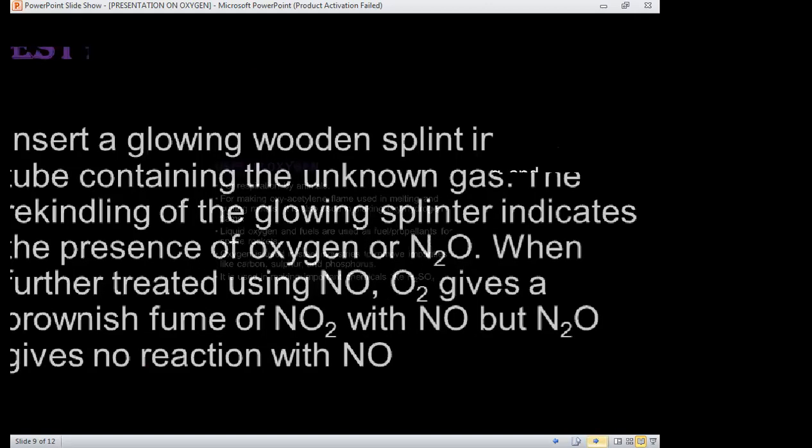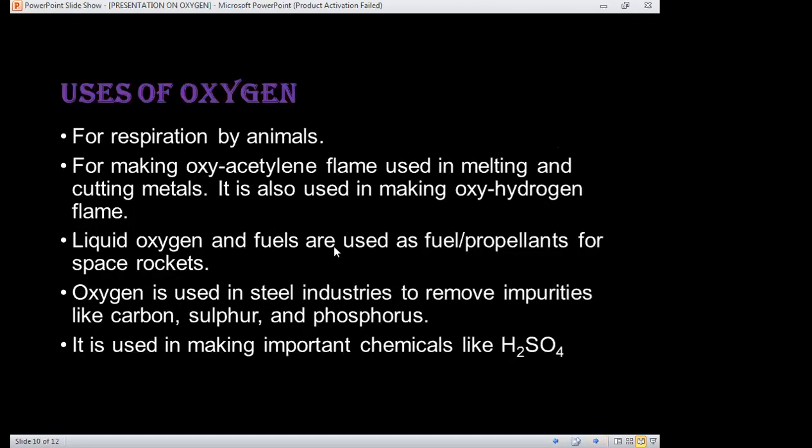What are the uses of oxygen? Number one, just like any other animal, oxygen is used for respiration by man. All other animals also use oxygen for respiration. Then number two, oxygen is combined with other substances like hydrogen, and then they are burned. When you burn them, they release heat, and this heat is used for melting and cutting of metals.